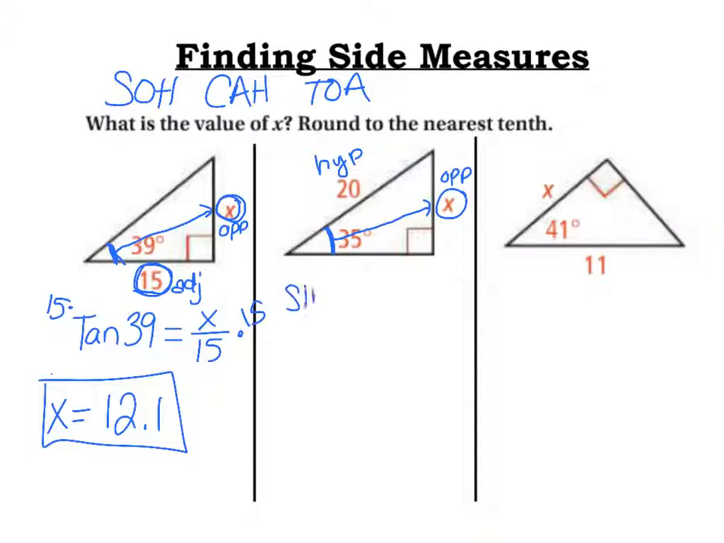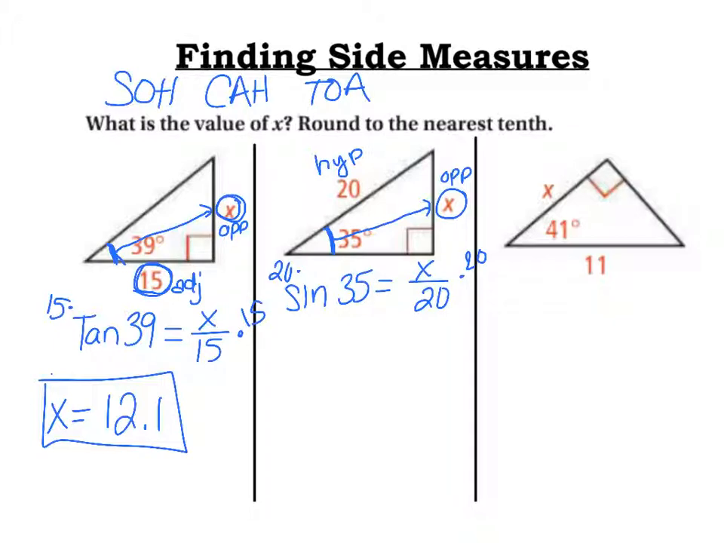The sine of 35 will equal the opposite, which is x, over the hypotenuse, which is 20. Okay, so this is set up just like last time. I've got my x, I'm dividing it by 20, so I'm going to get it by itself by multiplying by 20. So in my calculator, I'm going to type 20 times sine 35.